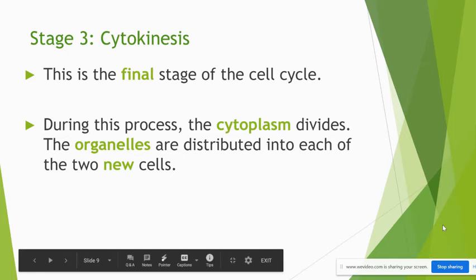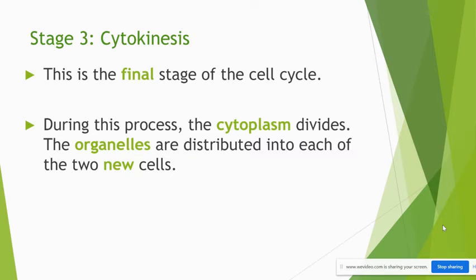Now, the final stage of the cell cycle is called cytokinesis. And in this process, this is where the cells finally separate and divide. So the cytoplasm divides, and it's going to form a new cell membrane if it's an animal cell. And then the organelles are distributed into each of the new cells, and they have about half of the organelles they need, but they each have a nucleus which has a complete set of the DNA in that nucleus as well.